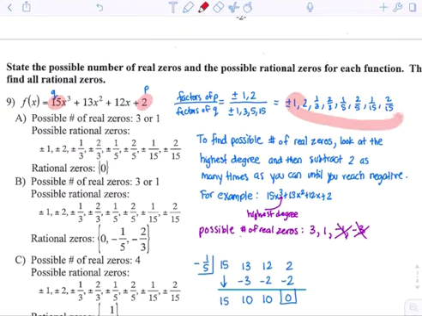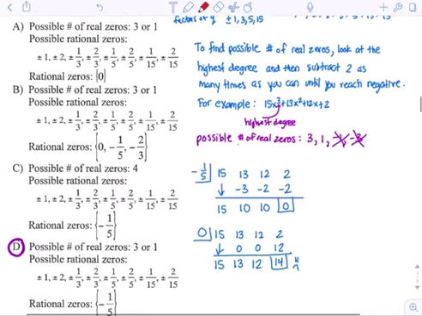Then recall, to get all of those, what you essentially have to do is 1 divided by 1 is 1. 2 divided by 1 is 2. And then you keep on going. 1 divided by 3, 1/3. 2 divided by 3, 2/3. The next one, 1 divided by 5, 1/5. 2 divided by 5, 2/5. And for our last combo, 1 divided by 15, 1/15. 2 divided by 15, 2/15. So that's how you get your possible rational zeros. And if you take a look, all your options have that.